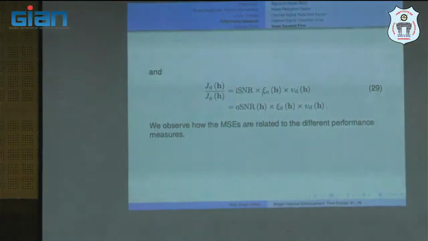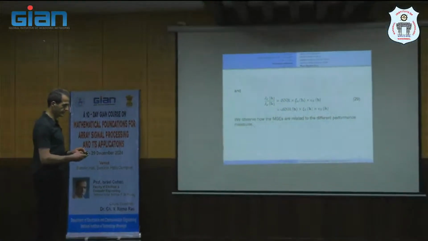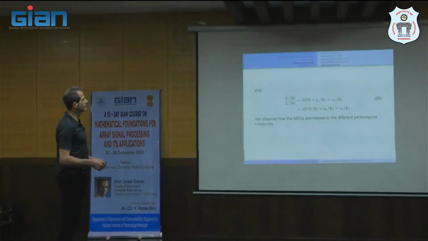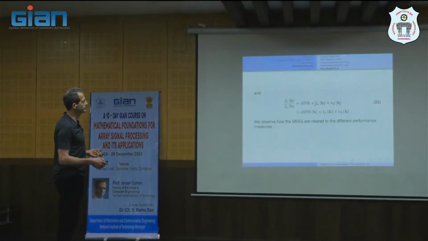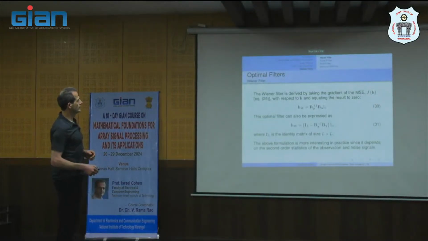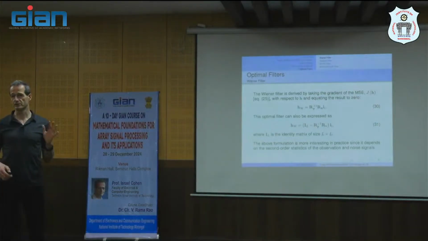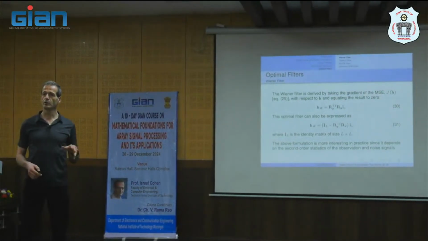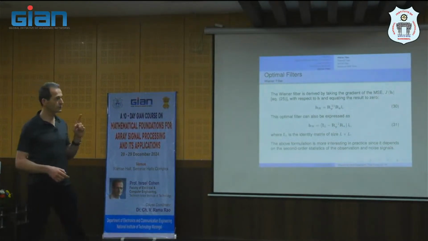Okay, so let's continue. So we defined performance measures. Now we want to optimize, to find optimized filters based on this criteria. So the simplest or the most common optimal filter is known as the Wiener filter. What the Wiener filter tries to do is to minimize the mean squared error, which we defined before.